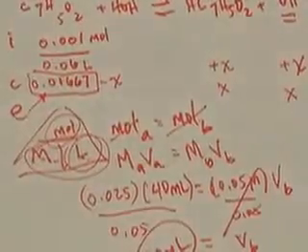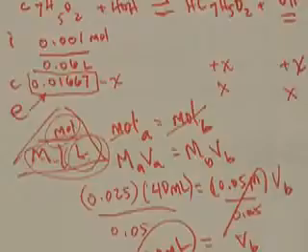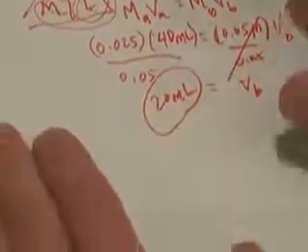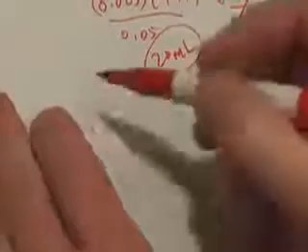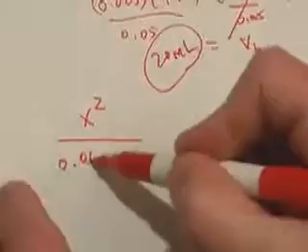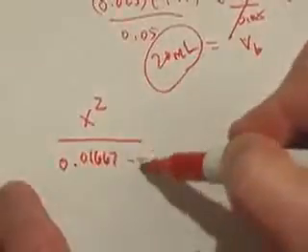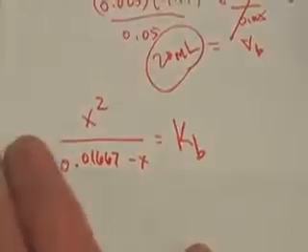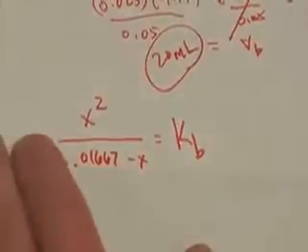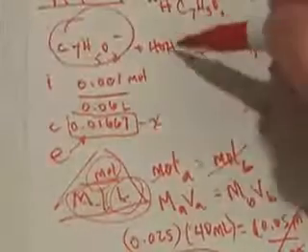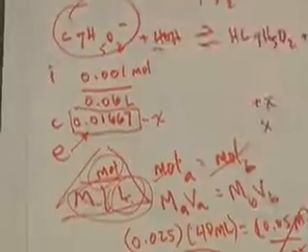I can now write that into an equilibrium constant expression. I'm just going to slide the table down here just a little bit, where it ends up being x squared, those are my products, divided by my 0.01667 minus x is equal to the K sub B of the benzoate ion, because notice it's the benzoate ion right here that's acting as a base. It's taking a proton away from water.